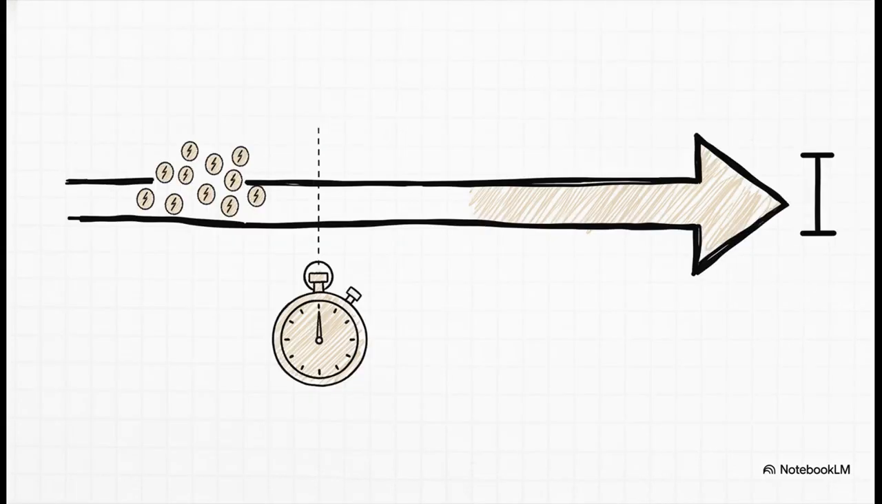And this brings us to a really simple but incredibly powerful formula. Current, which we represent with a capital I, is just the total amount of charge, that's delta Q, that flows past a point divided by the time it took for it to pass, which is delta T. It's that simple. More charge in less time, that means you've got a higher current.